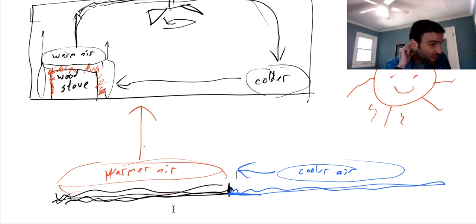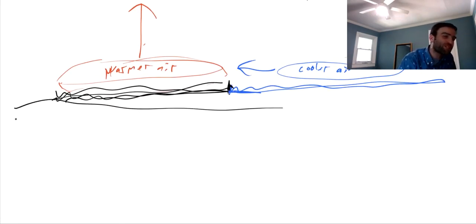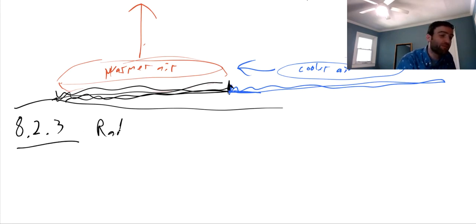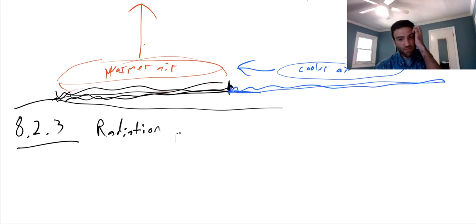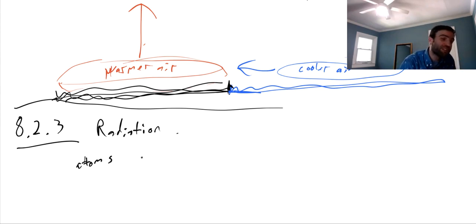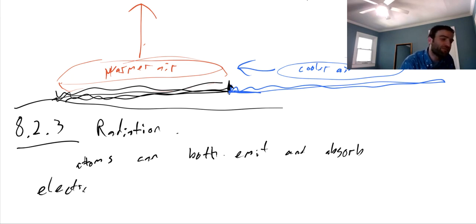There's one thing that I glossed over when I was describing the sun's rays heating up the Earth, which is, what am I talking about? How is the sun heating up the Earth in the first place? And that's the third really important way of heat moving from one place to another, and that's radiation, radiative heat transfer. I'll just say radiation. Okay. So what's going on? In addition to these atoms physically wiggling and vibrating around, atoms can both emit and absorb electromagnetic radiation.